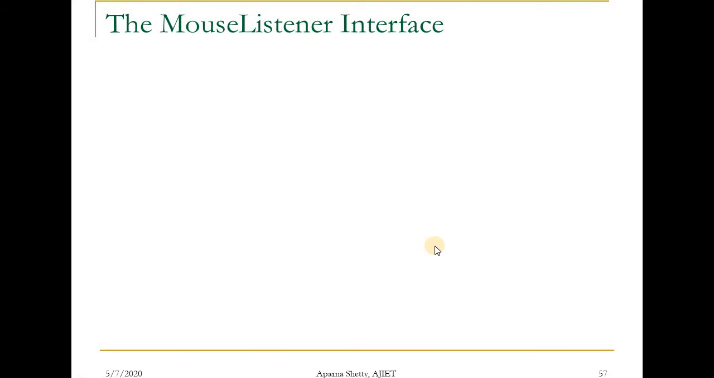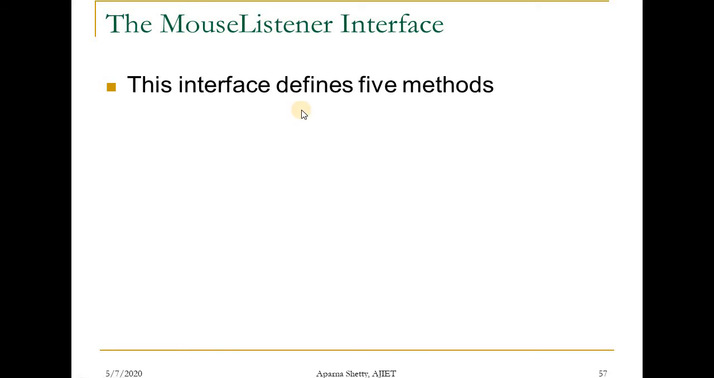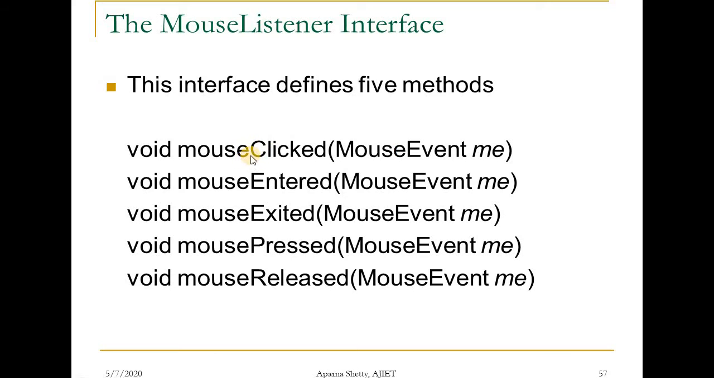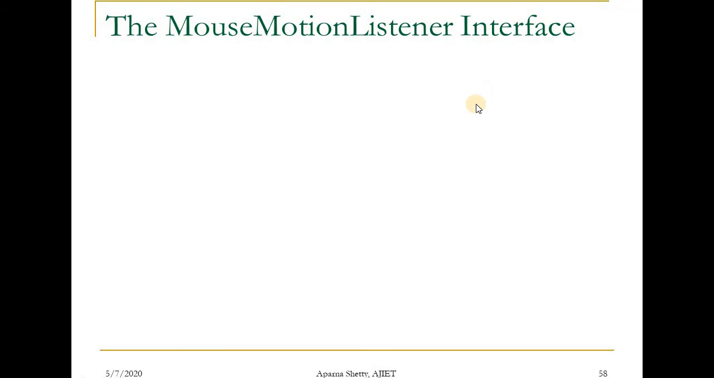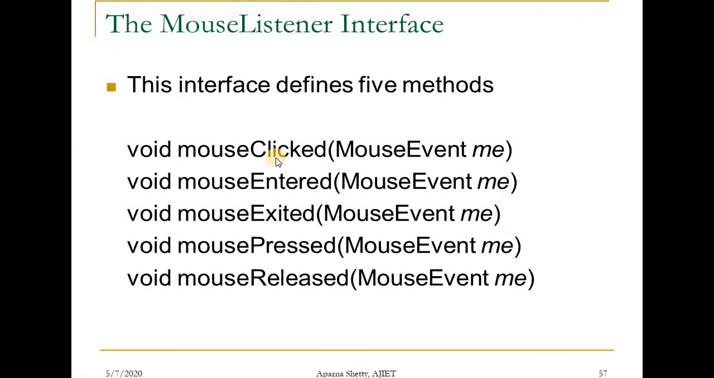Next, let us see the mouse listener interface. This interface defines 5 methods: mouse clicked, mouse entered, mouse exited, mouse pressed, and mouse released. When you click a mouse, the mouse clicked event will occur and it is handled by the mouse clicked method.